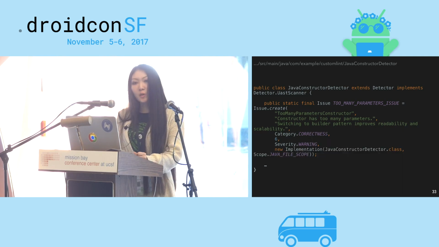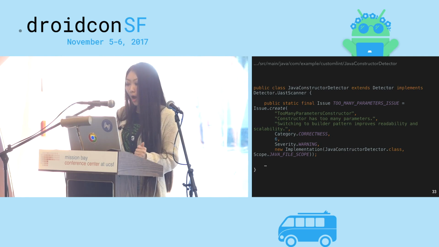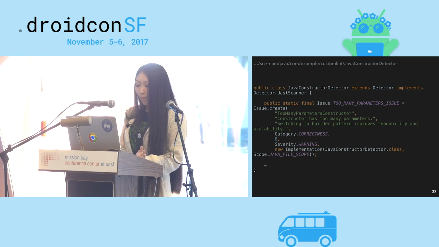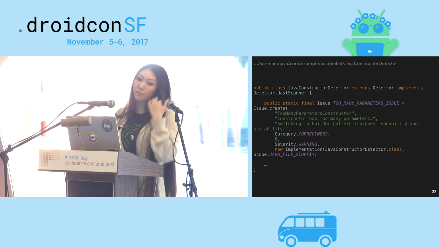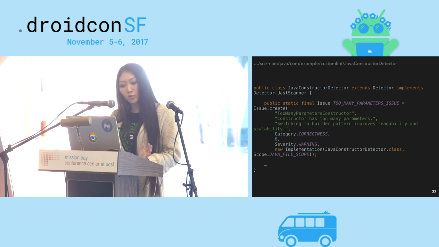And the last parameter in the issue is implementation. This is where the scope of the issue can happen. It can range from Java files or XML files or even Gradle files. Here, multiple issues can reuse the same implementation, so it might be a good idea to create a class variable here if you are actually in that situation. So this is the issue.